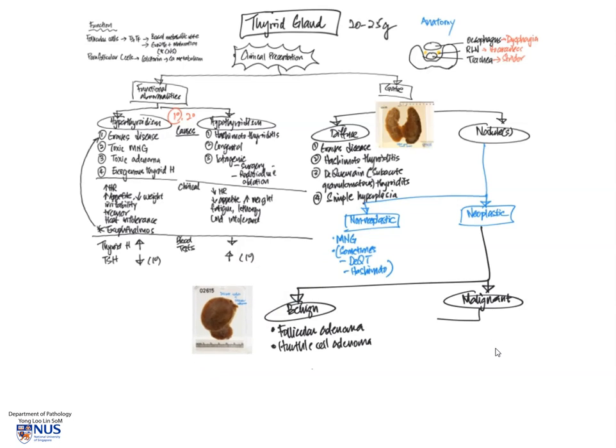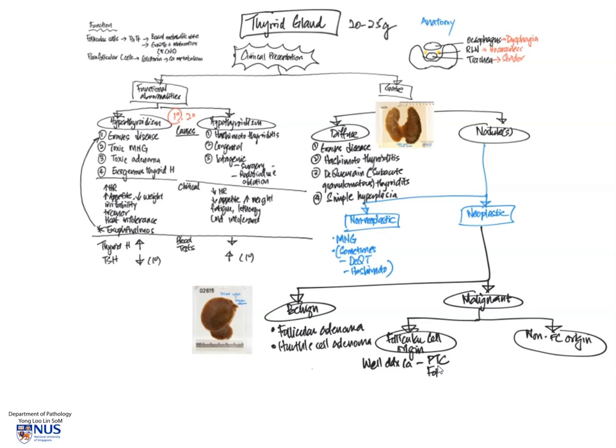Now, moving on to the malignancies, we are going to divide them into those that are of follicular cell origin and those that are of non-follicular cell origin. And here I just want to stress that I'm focusing on primary malignancies. You can also have metastases going to the thyroid gland, rarely. So, among the follicular cell origin tumors, we start off with the well-differentiated carcinomas, which include papillary thyroid carcinoma, the commonest malignancy in the thyroid gland, and follicular and Hürthle cell carcinoma.